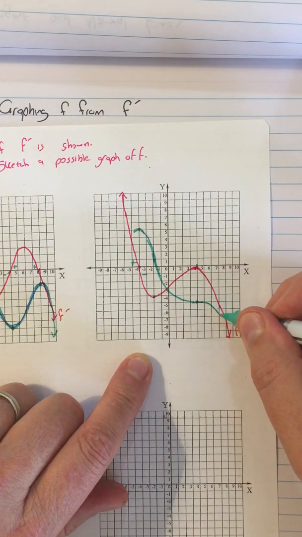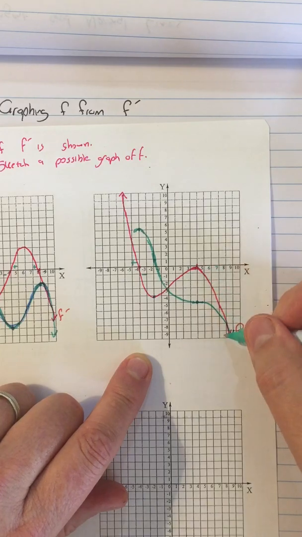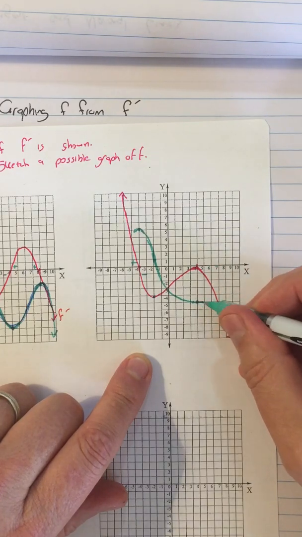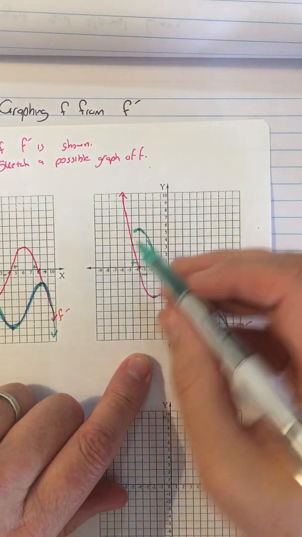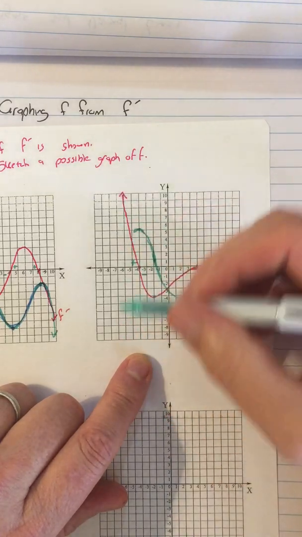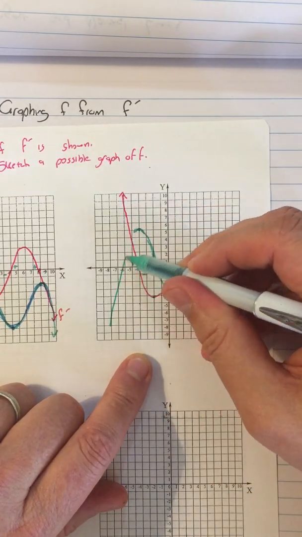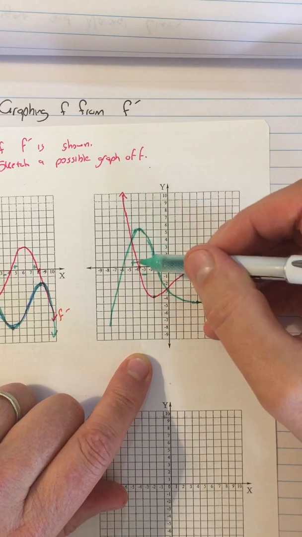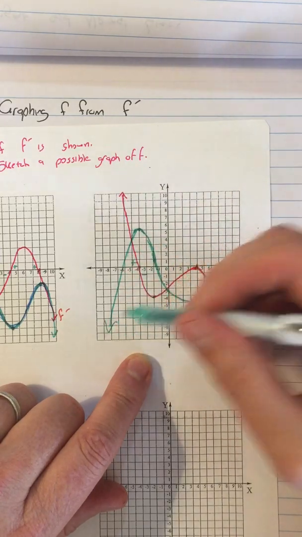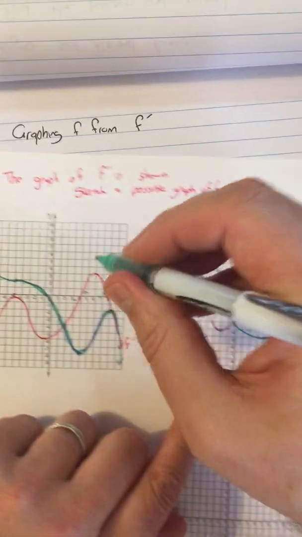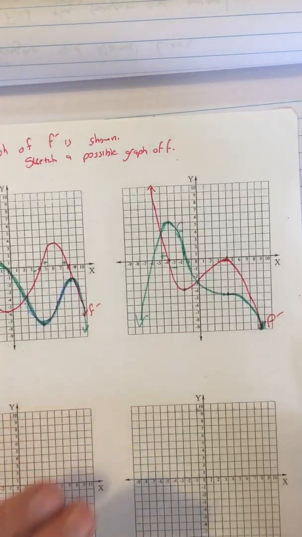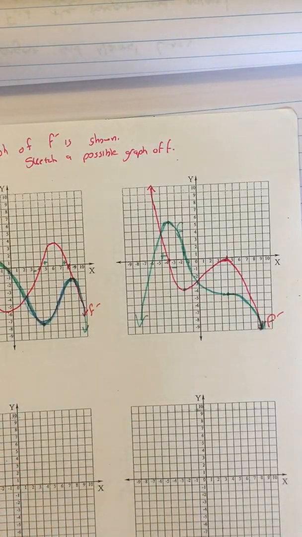because f prime is negative, so f has to be decreasing. Now, f prime is also decreasing, so f should be concave down, and that would be nice if we show that. Then over here, f prime is positive, so f is increasing. Right? F prime is decreasing, so f is concave down, and there's our f. It'd be nice if we label our graphs f. All right, so there you go. That's graphing f from f prime.